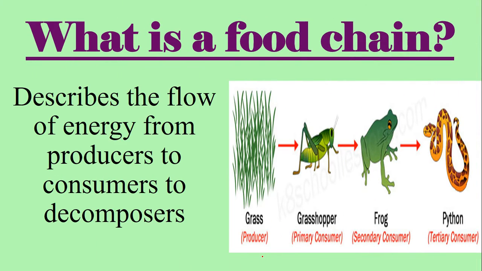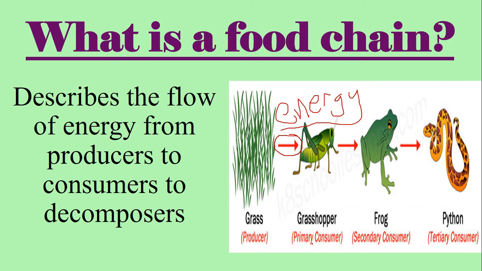When we talk about animals eating each other, we talk about something called a food chain. It describes the flow of energy from producers to consumers to decomposers. In this picture, we see a simple food chain. We have our producer, the grass, and it's eaten by the grasshopper. The arrow here shows the direction that energy is going. So it's showing where the energy is going to.